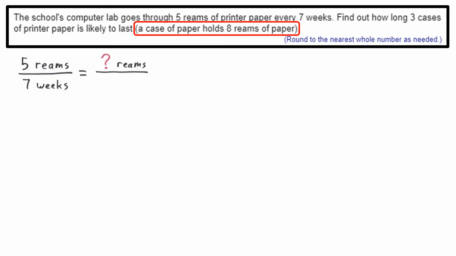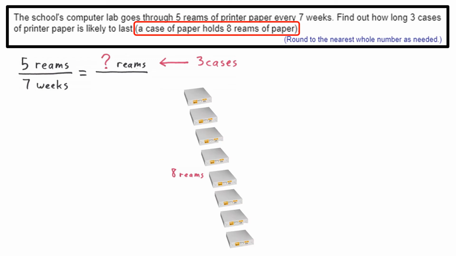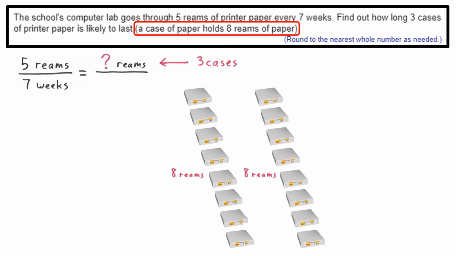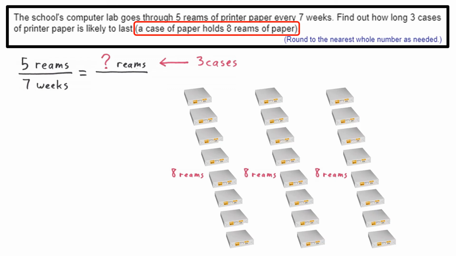Let's continue our problem and figure out how many reams we have. It says we have 3 cases, and each case contains 8 reams. 2 cases, 3 cases. To determine the total, we don't want to count them up. The quicker way is to multiply. 3 times 8, which is 24 reams.